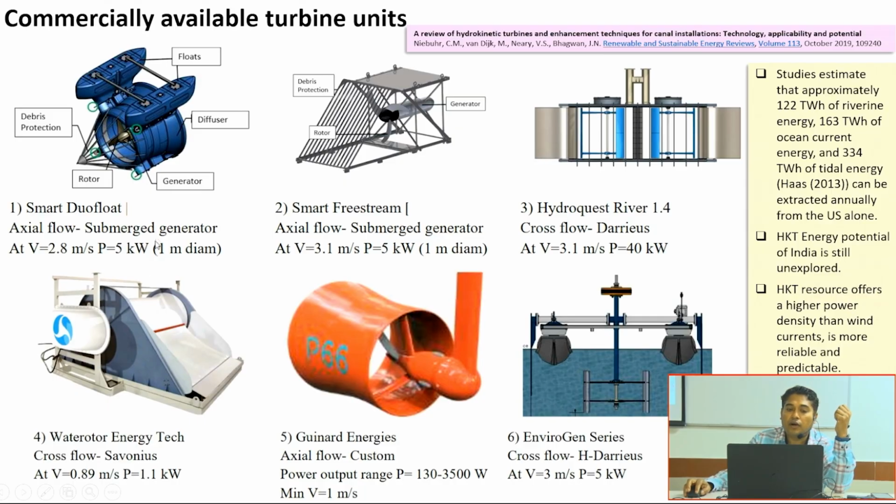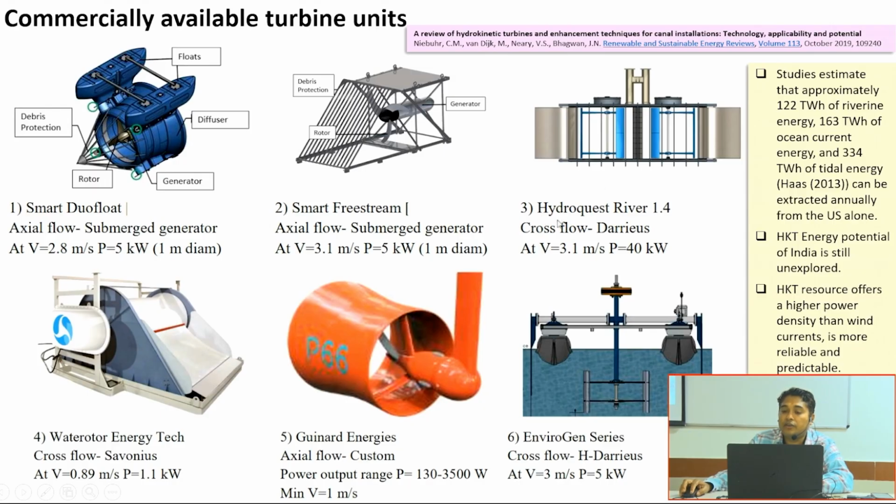And then they have found out this particular single unit can produce 5 kilowatt of energy, and it has a 1 meter diameter. So this is the structure, one structure. Again, a debris protection unit is given here. This is also an axial flow turbine, and this is for 3.1 meter per second. It is also giving 5 kilowatt of energy with 1 meter of diameter.